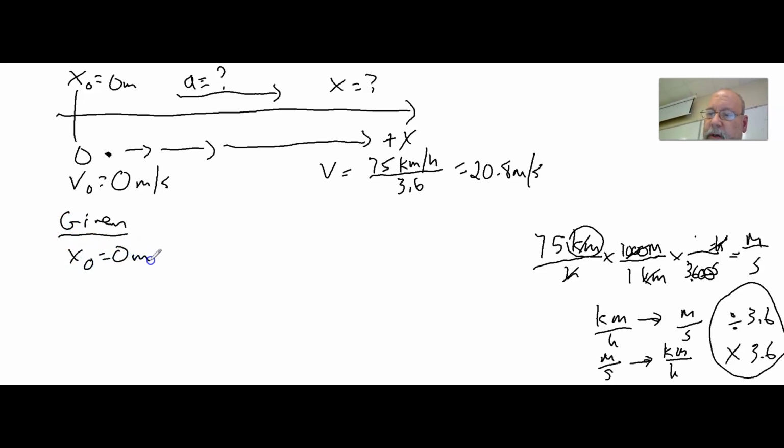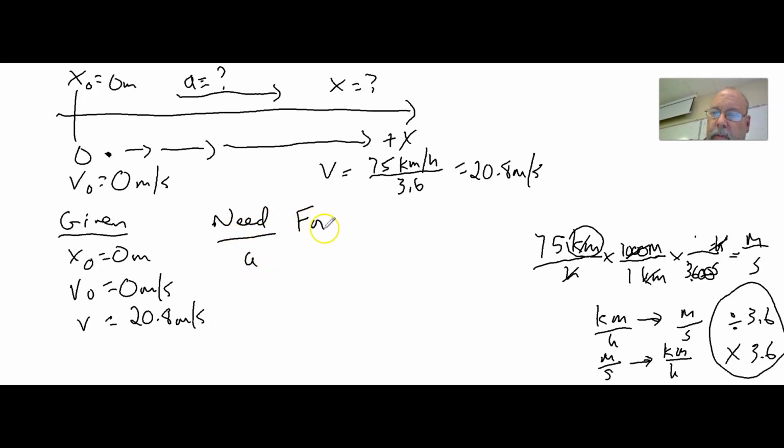So given x0 equals 0 meters, I don't know what x is. V0 equals 0 meters per second. V equals 20.8 meters per second. And then I need A. And my formula is just going to be my standard acceleration formula. I've got V and V0, so I can say A equals delta V over T equals V final, my final velocity, minus my initial velocity over time. And I know my initial velocity is going to drop out.